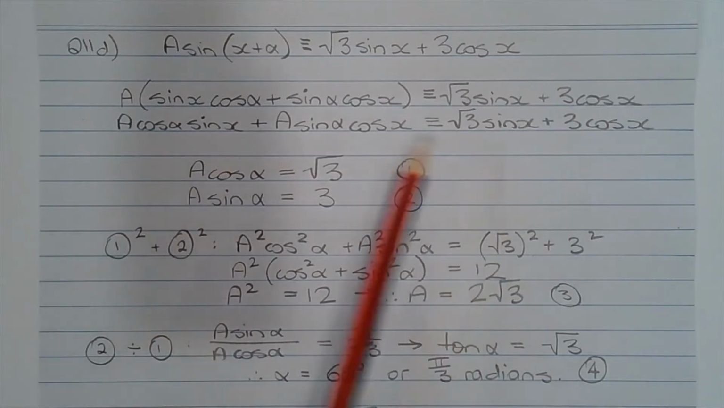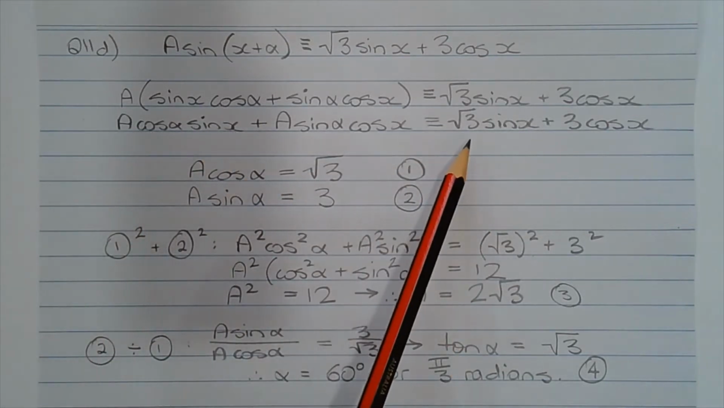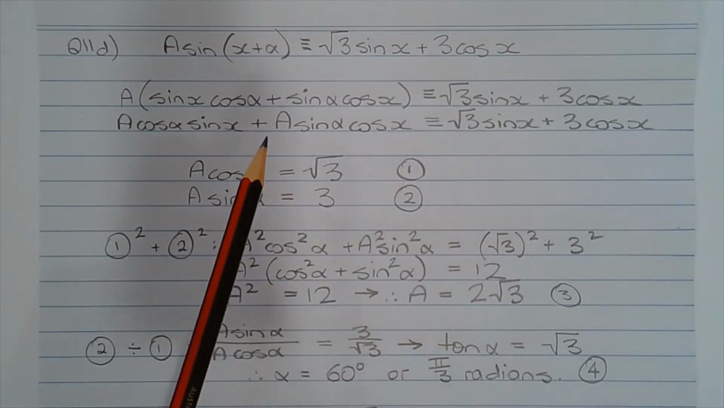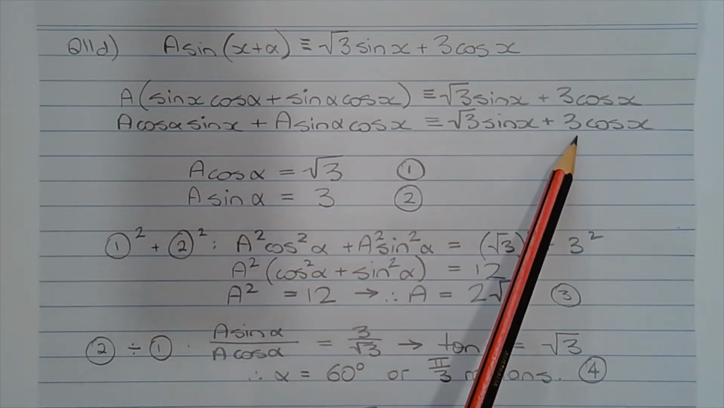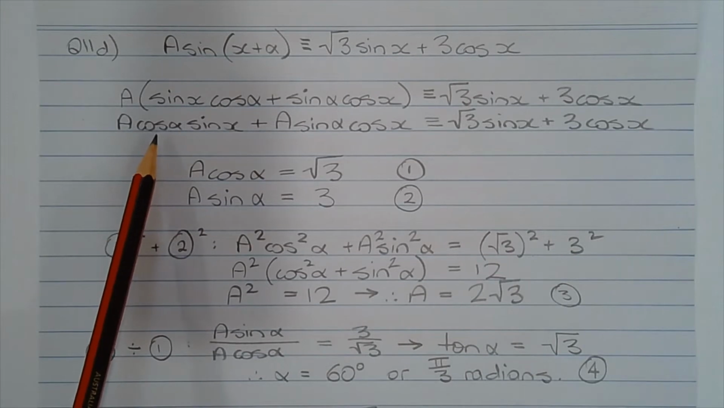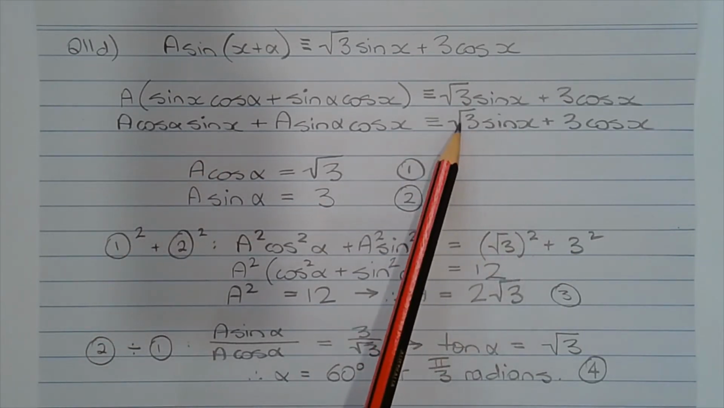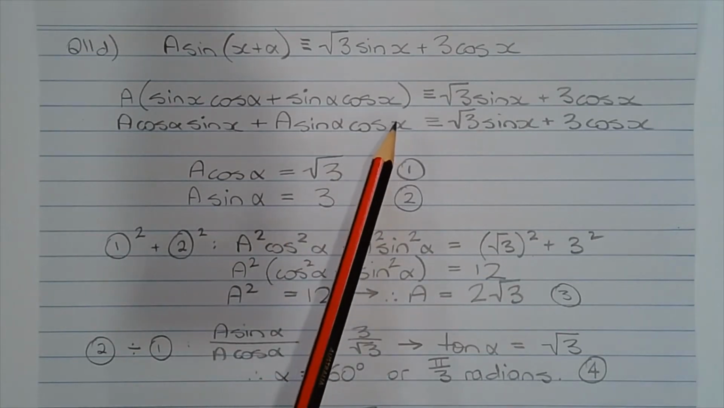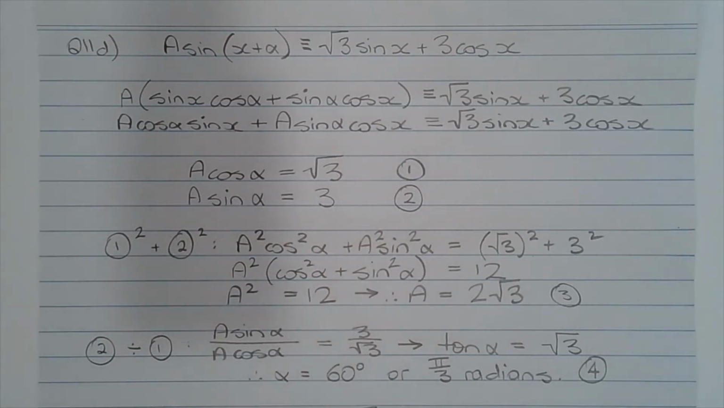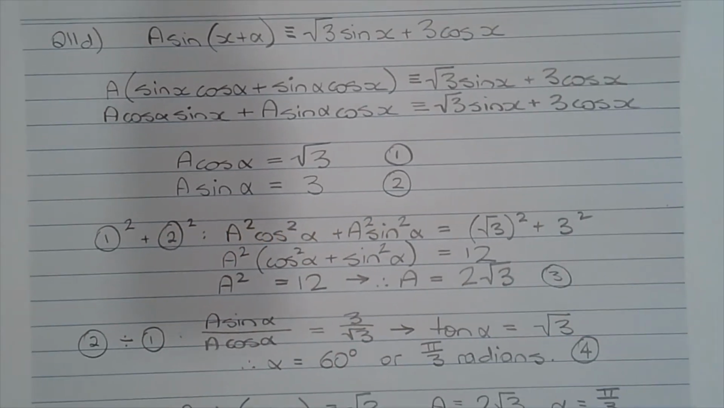Now, equating the coefficients of sine x and cos x, we have a cos alpha is equal to the square root of 3, and a sine alpha is equal to 3, since a cos alpha is the coefficient of sine x, and that should equal the coefficient of sine x on the right-hand side, which is the square root of 3. And likewise for the coefficient of cos x. So we can write that as two equations. A cos alpha is equal to the square root of 3, and we'll call that equation number 1. And a sine alpha is equal to 3, and we'll call that equation number 2.